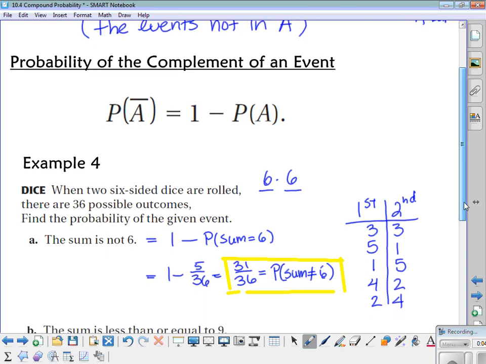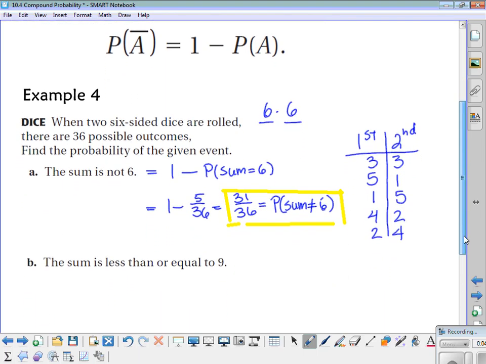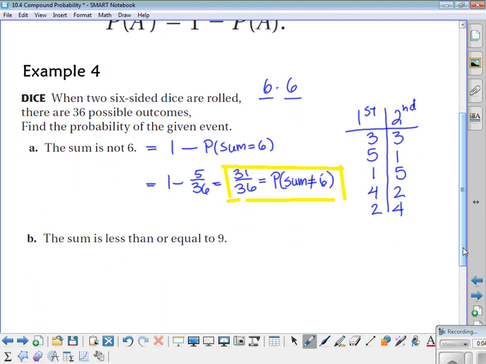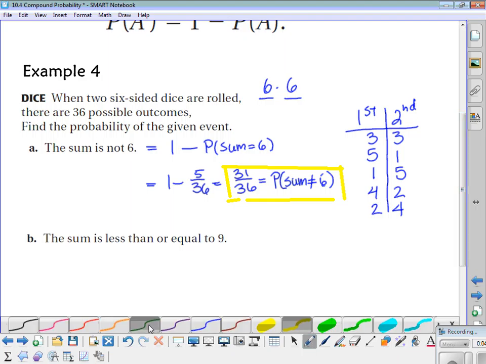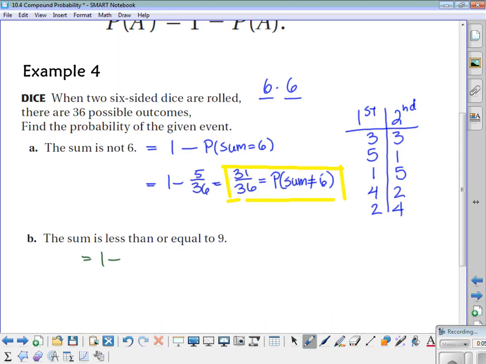All right, let's take a look at another one. Now we're going to look at the probability that the sum is less than or equal to 9. So there's a lot of ways that it could be less than or equal to 9. And so instead of listing all of those, what would be the opposite of being less than or equal to 9? Greater than 9, right? Yeah. So it's going to equal 1 minus the probability that the sum is greater than 9.